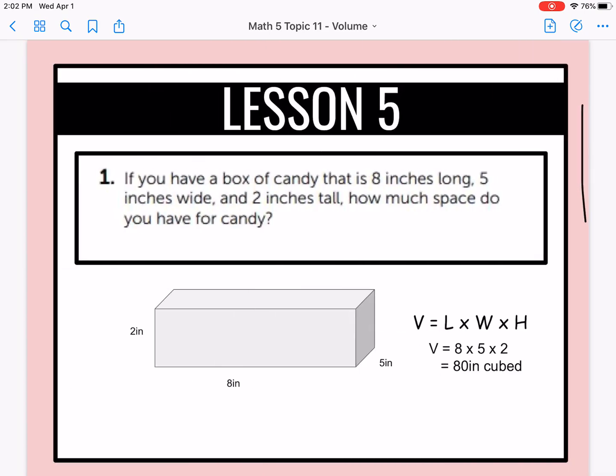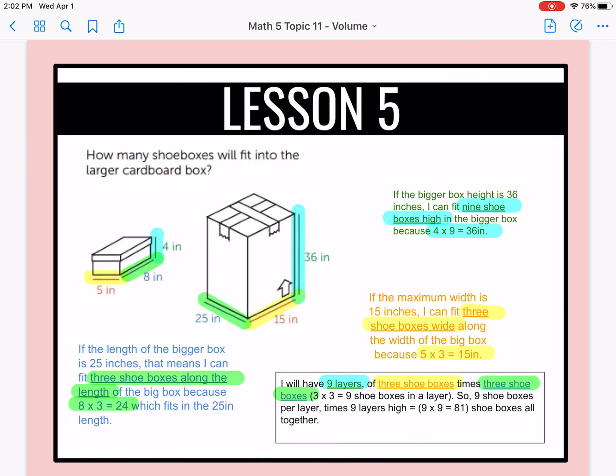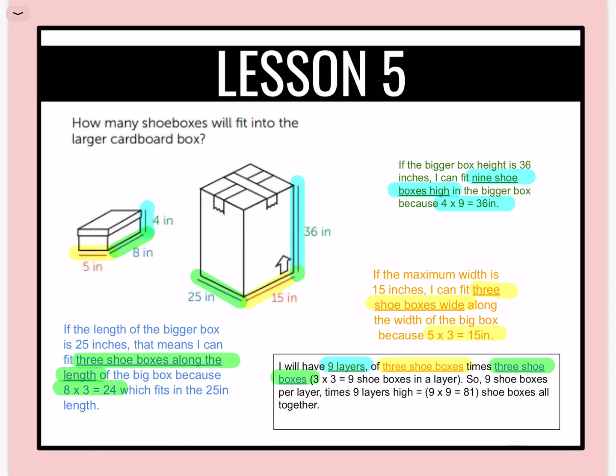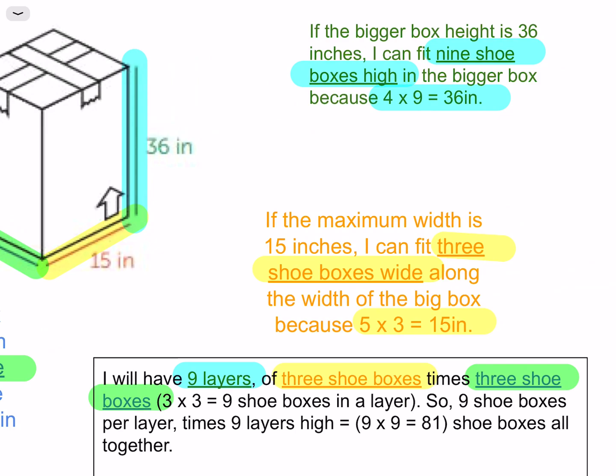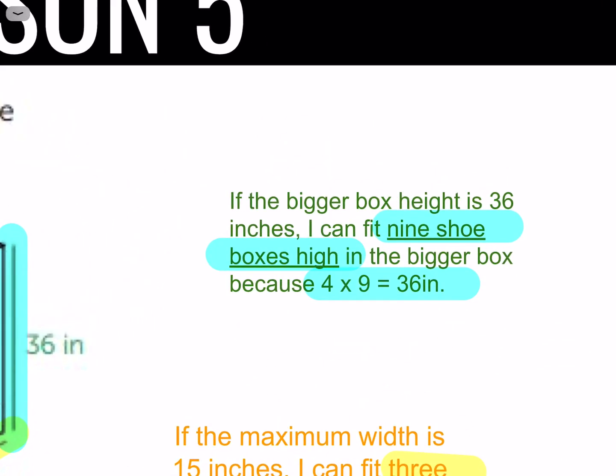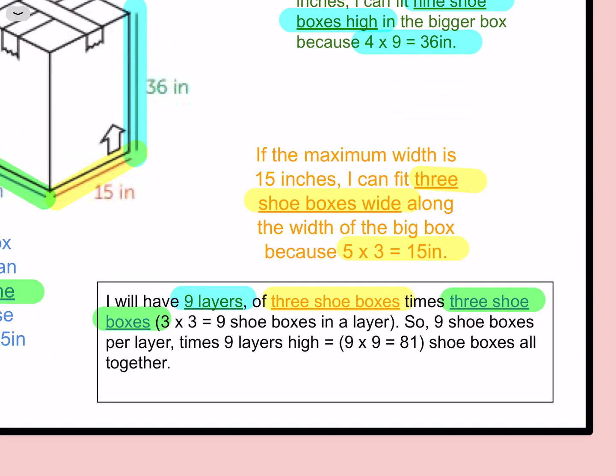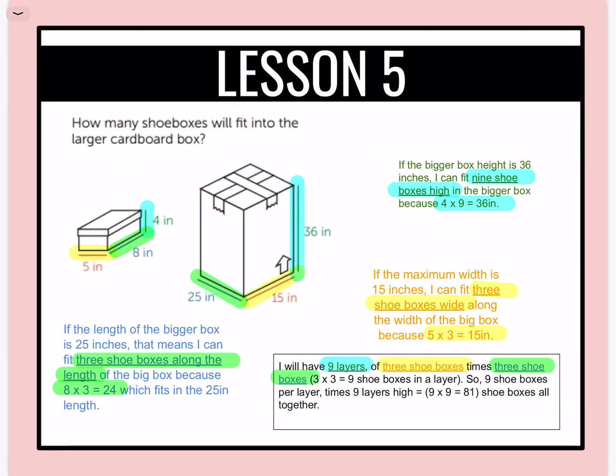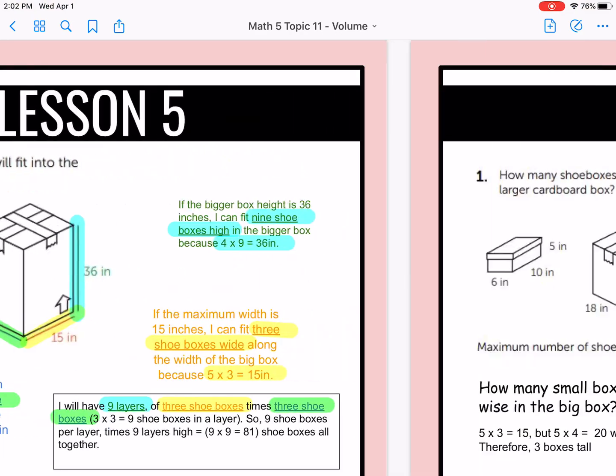So these problems are very different. This one, we just had to find length times width times height. And we just found the volume. This one, we wanted to know how many boxes could fit in there. So while we did find the volume at the end, we had to look at the length. We had to look at the width. And we had to look at the height before we combined them all to find out how many shoe boxes we could use total. All right, let's take a look at the next one.